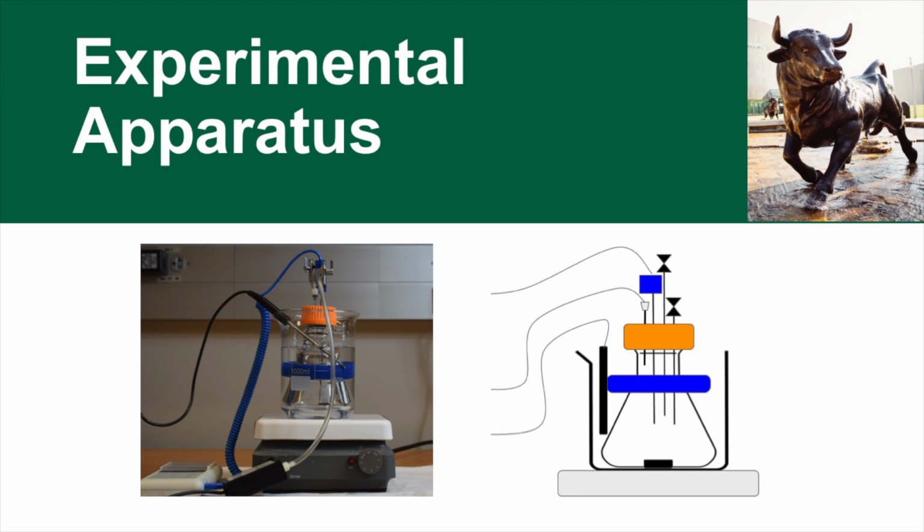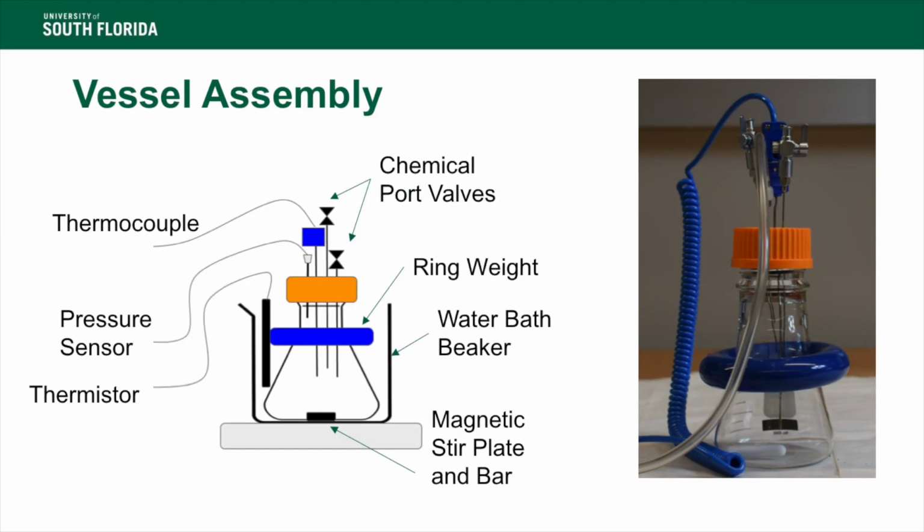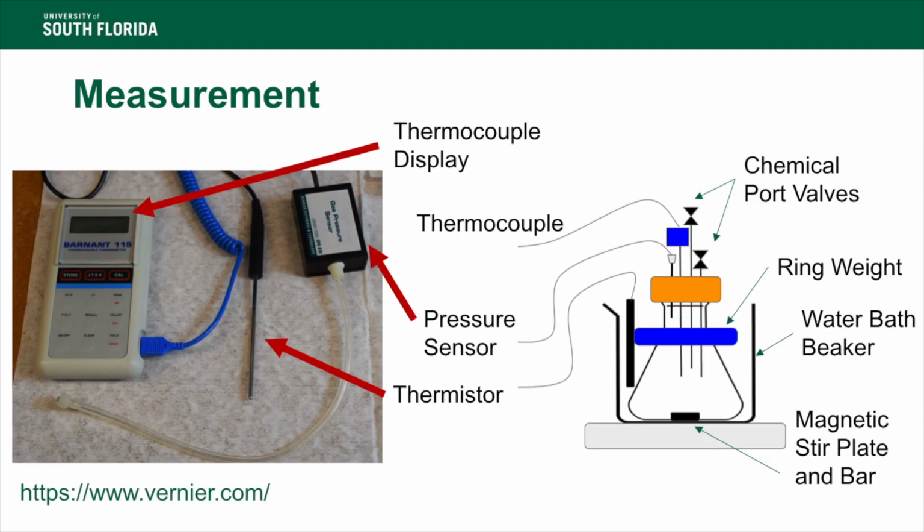Now let us consider the apparatus used to perform this thermodynamic study. The assembly is comprised of a sealed Erlenmeyer flask placed inside a water bath on top of a magnetic stir plate. The flask cap has connections for a pressure sensor, thermocouple, and 2 chemical port valves. The pressure sensor and the water bath thermistor are Vernier devices which connect to a data acquisition system.